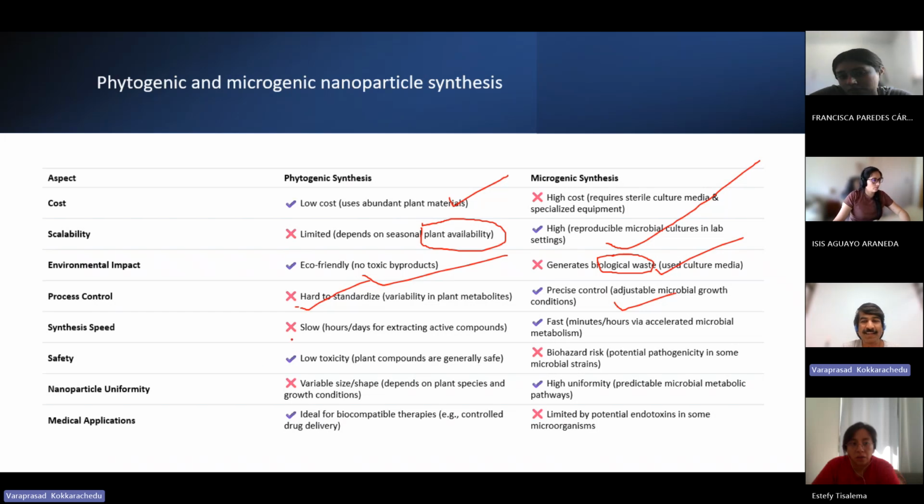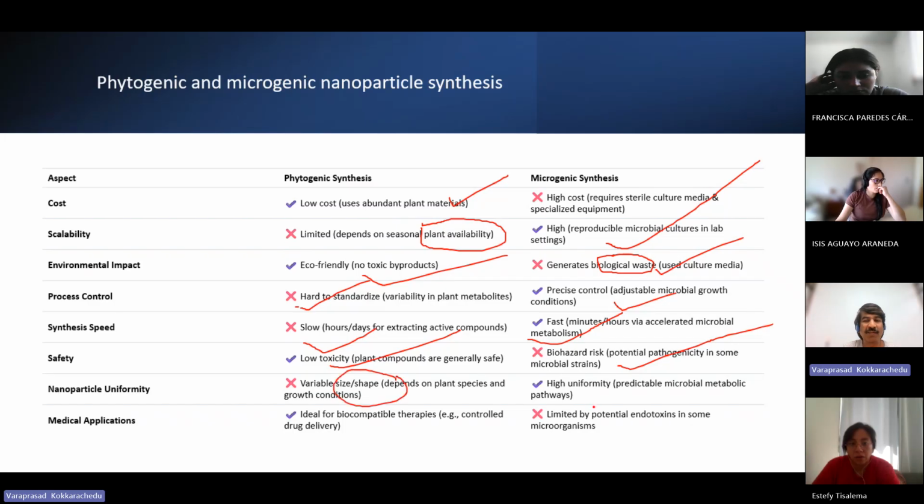And this is a reaction. This is very slow. This is much faster. And here, if you increase the concentration level, it will also be much faster. And safety, this is low toxicity. This is high toxicity. And finally, for nanoparticles here, the controlling of the size and shape is a little complicated.